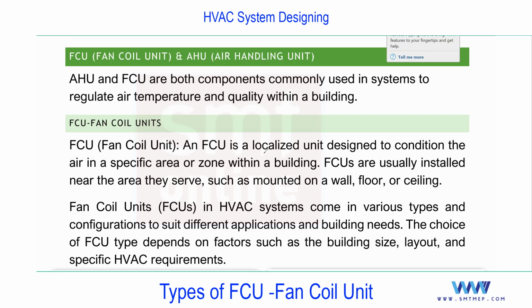So an FCU is a localized unit. Localized means we can consider it as a single unit to condition air in a specific area or zone within a building. Compared with the AHU, an AHU can be used to supply air for multiple spaces, but an FCU is for one space. FCUs are generally installed near the area they serve, such as wall mounted, floor, or ceiling. And you already have the idea. We discussed the split system at the time. The different types of indoor units are nothing but the FCU: a high wall is on the wall. We have a floor type also. I'll show you in today's session. And you know about the ceiling. An example for the ceiling is a cassette, right?